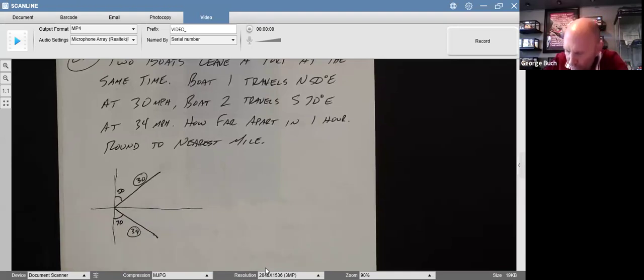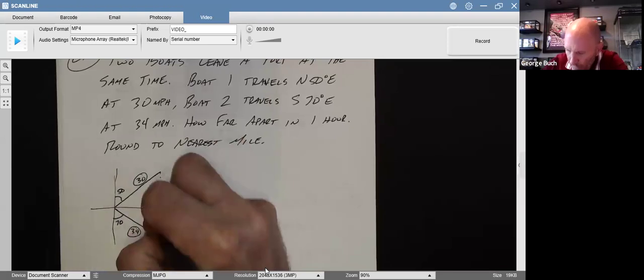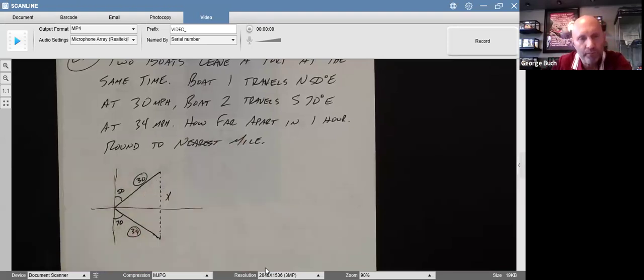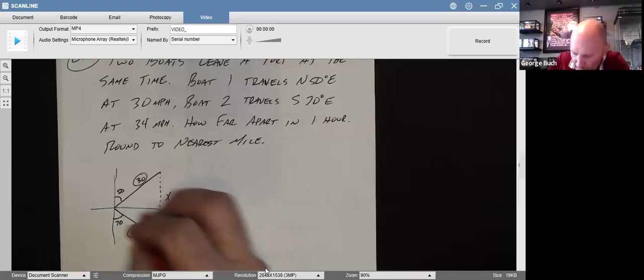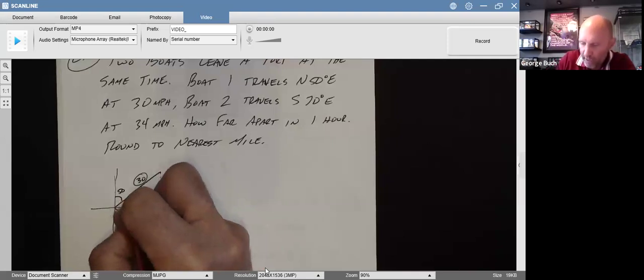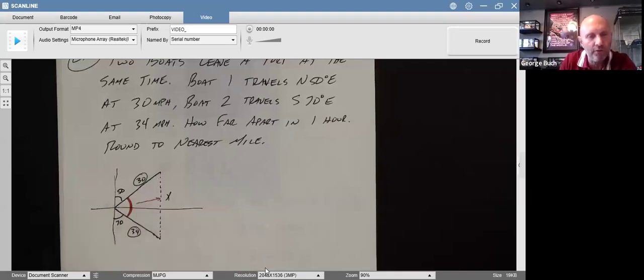And what I want is the distance between these guys. Let's call it x. So to do this, this is a law of cosines problem. I need what? I need this angle right here. Let's mark it in red. Because I need what? The angle across from this side in order to be able to do law of cosines.